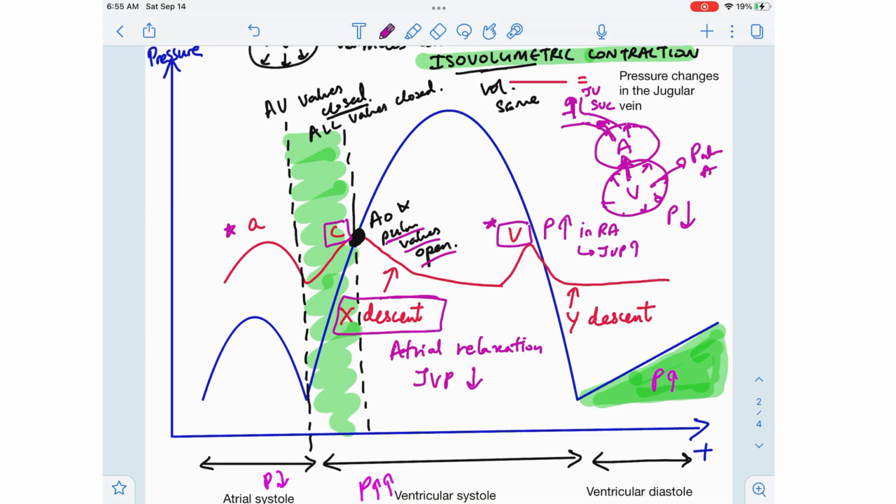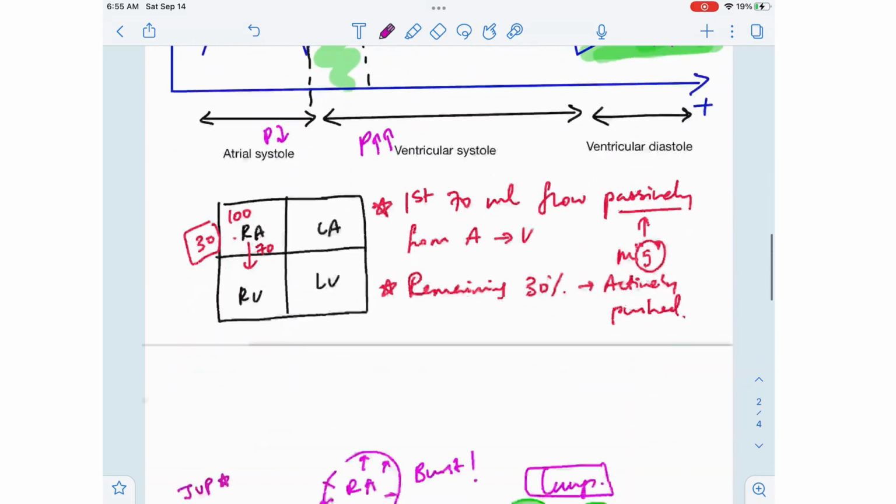So that brings us to the end of this video. I hope you understood how to interpret the jugular venous pressure curve and the ventricular pressure curve.